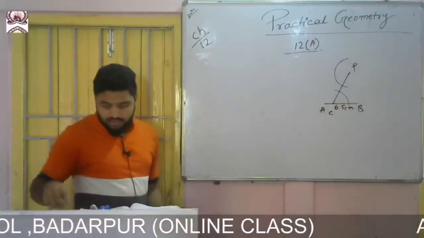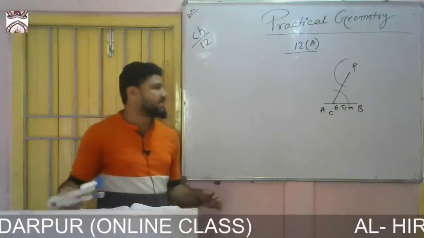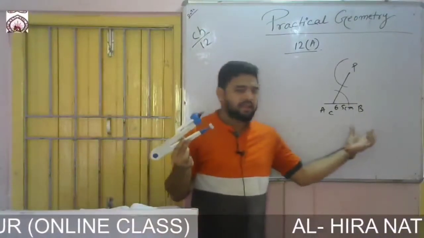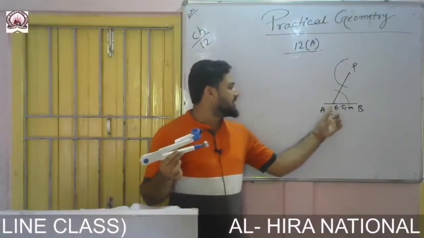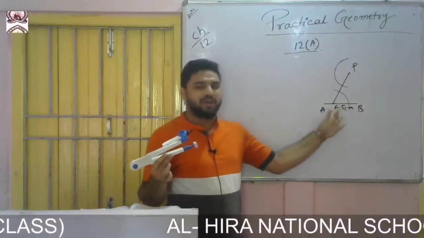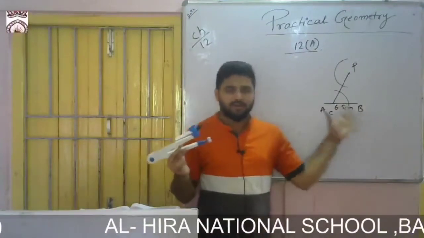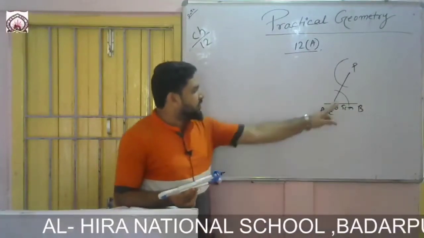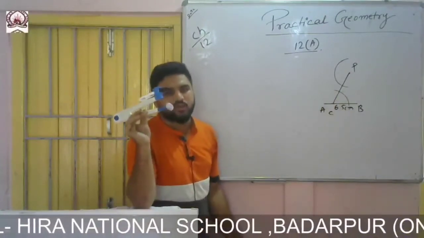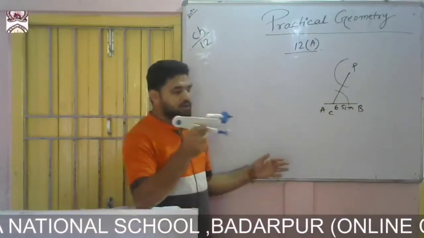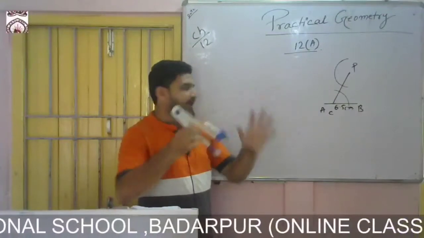Okay, so let me tell the steps. First you draw a line segment AB. Then take any point C on the line AB, wherever you want. Then draw an arc with any convenient radius. Don't take too large a radius.